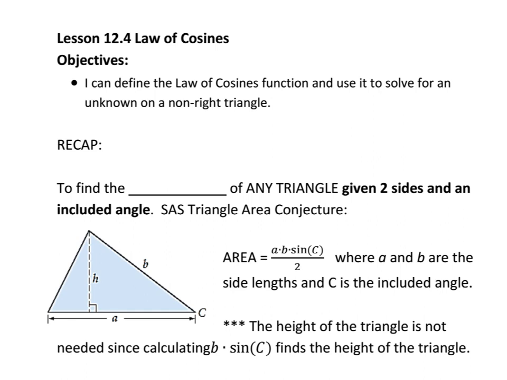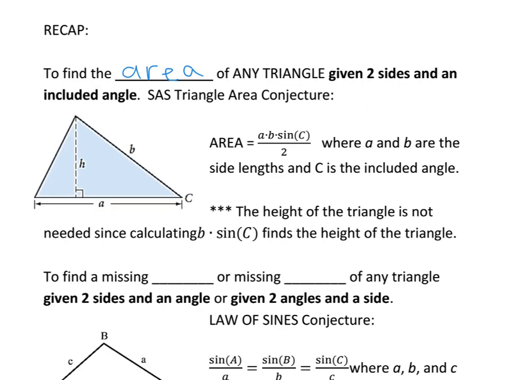Our objective for today: I can define the law of cosines function and use it to solve for an unknown on a non-right triangle. And we're going to start off with a little recap from the last lesson.